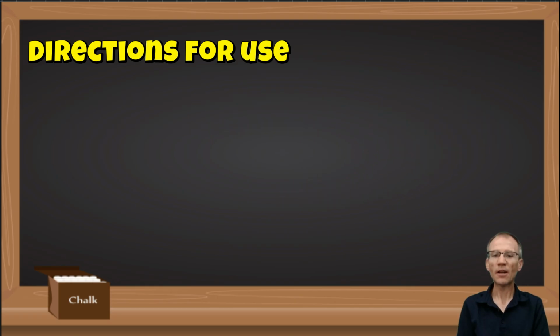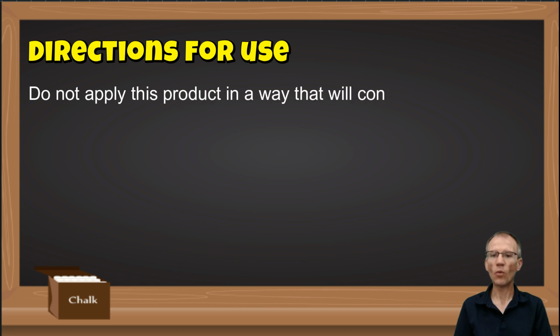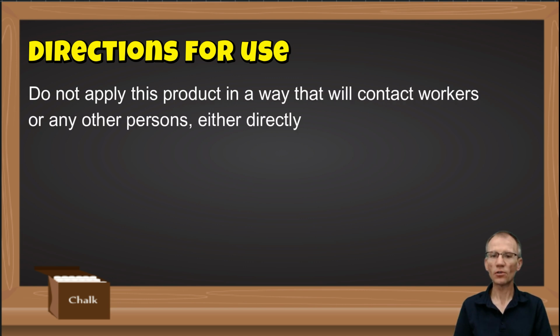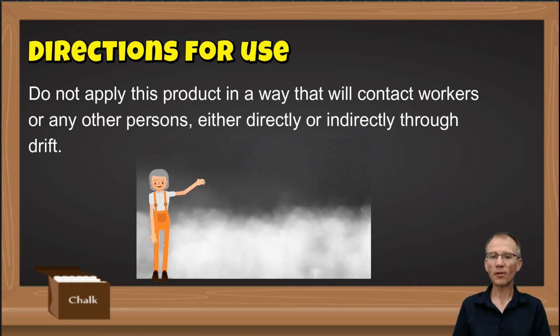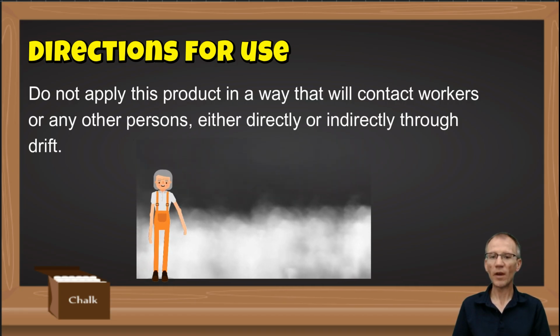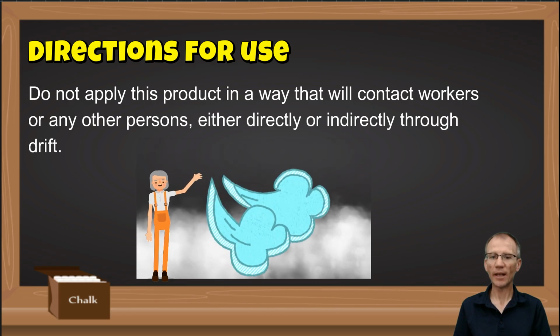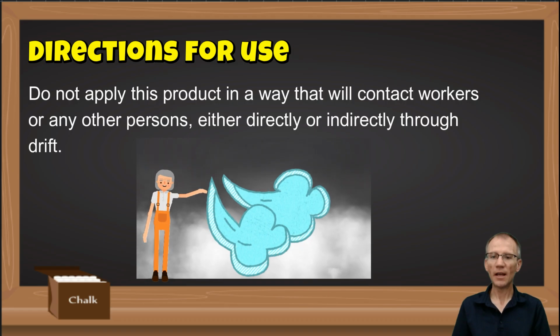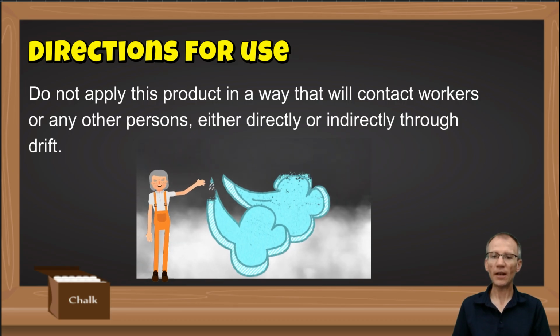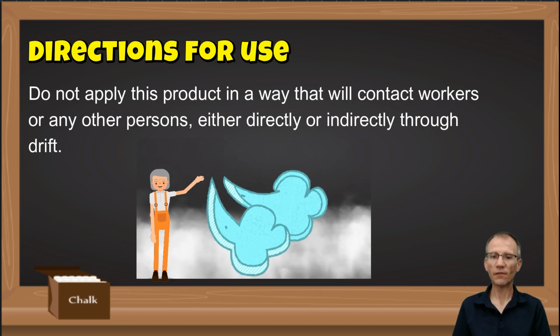The next statement in our directions for use section says, do not apply this product in a way that will contact workers or any other persons either directly or indirectly through drift. We need to think about a couple things at that point. Are there other people in the area? Is there wind outside? What is the speed of the wind? All these factors are going to play when it comes to figuring out if this product's going to drift and whom it may affect if it does drift.